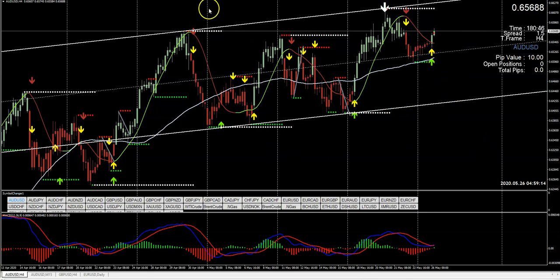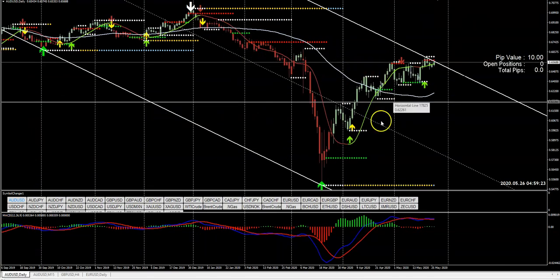Why? Because on a higher time frame, we're looking at a bullish trend. All right, so if I'm anticipating that, there's no sense in me trading a counter trend. Okay, so let's move on. Let's go on to something else. Let's just pick something else.